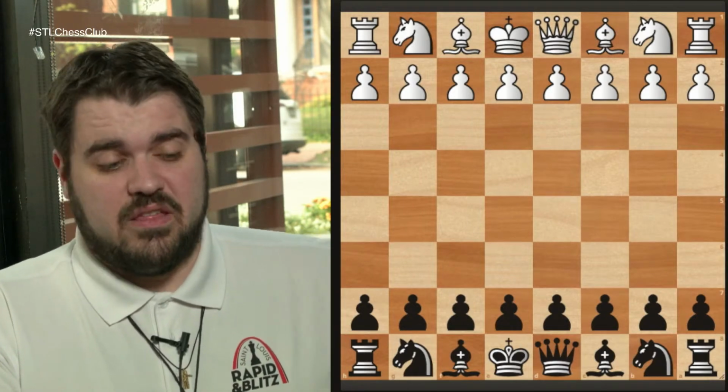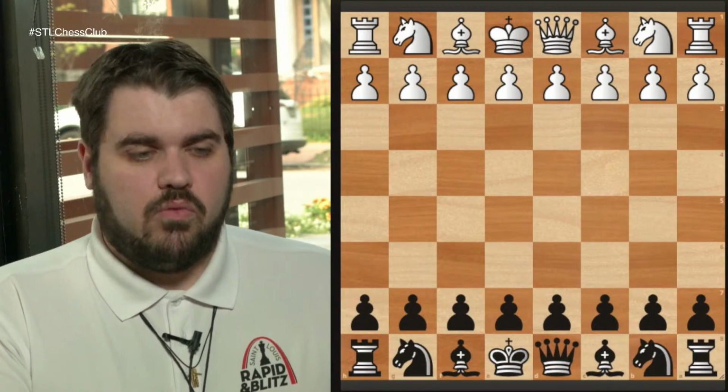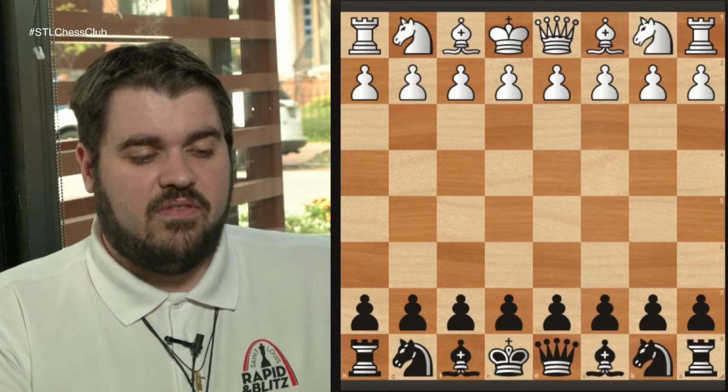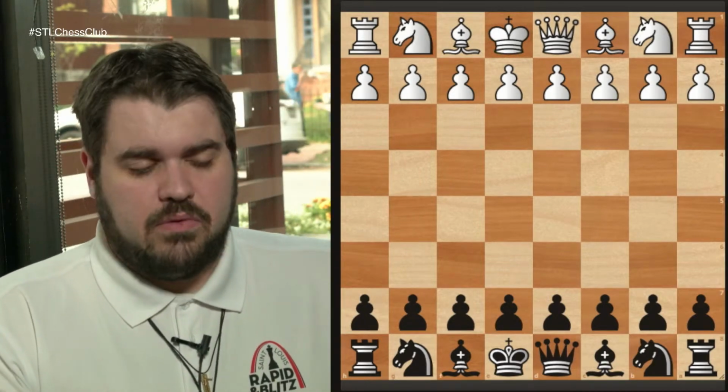We want to develop our pieces, right? If they're just sitting on the back row not doing anything, that's not super helpful. And finally, we want to worry about king safety. How is our king safe? How are we making our opponent's king unsafe? So we're keeping those questions in mind with everything we do.